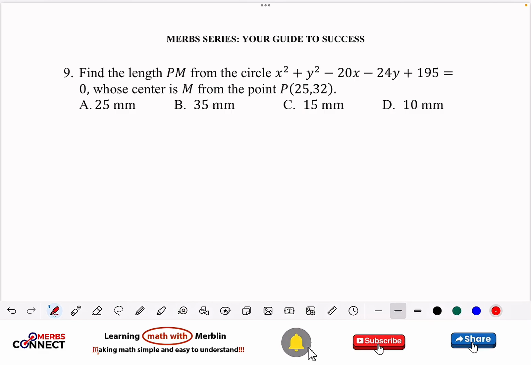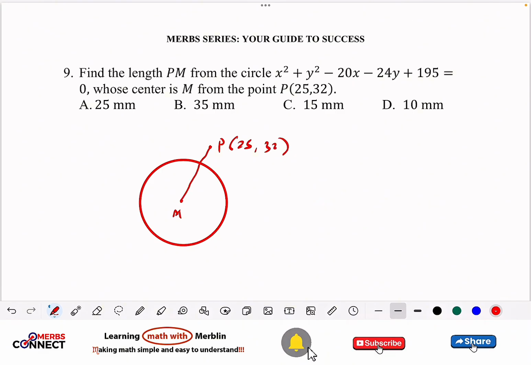Now let's look at question 9. Now we want to find the length PM from the circle whose center is M to the point. So we have a circle here, and we are assuming that M is the center, and we have a point. We don't know where the point is, so let me put some point somewhere here. It can be inside the circle, it can be anywhere. So what we want to do is find the distance between P and M, right? But for us to do that, we need the coordinate for M. But good for us, we know that M is the center of the circle.